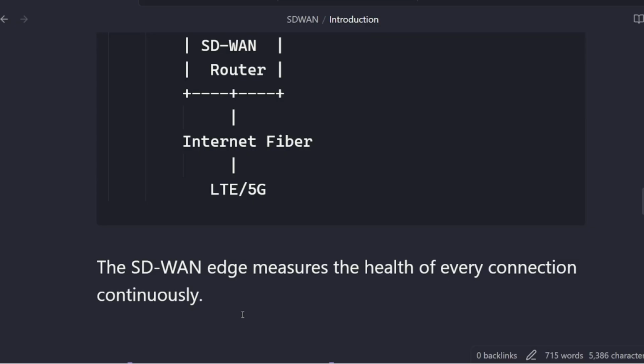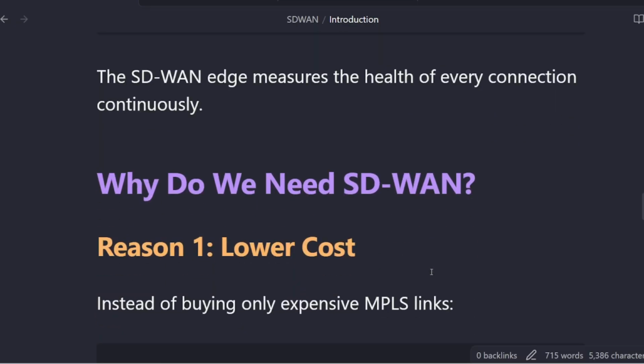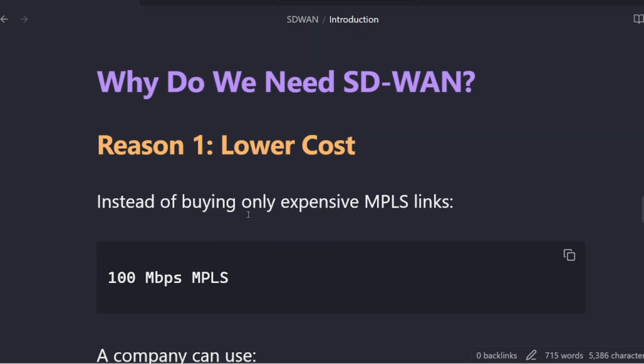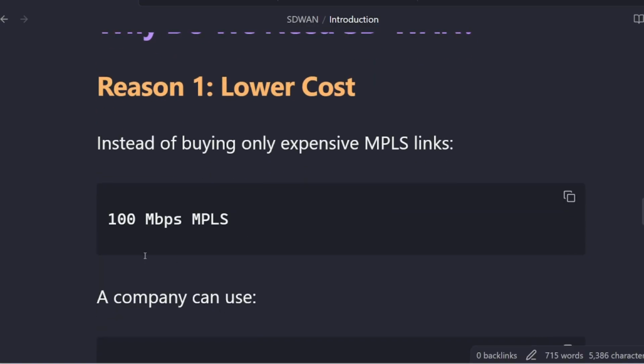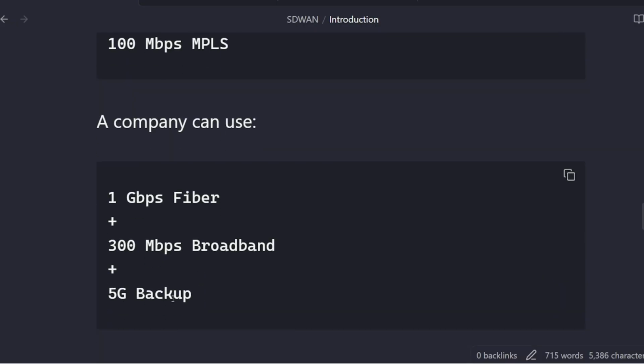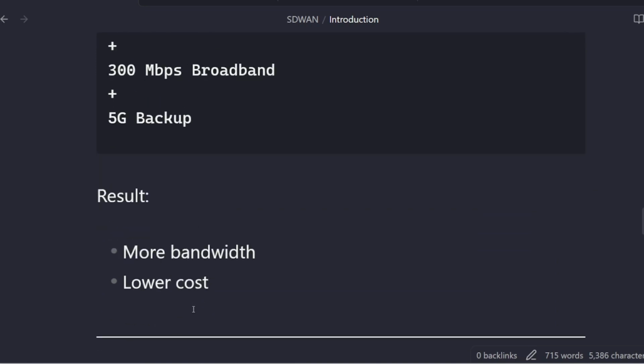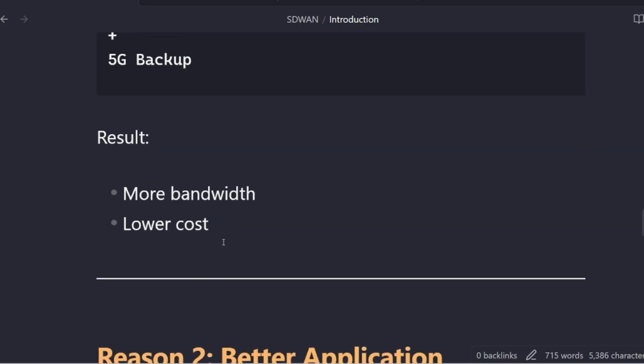It will calculate the health. Accordingly, it will send the traffic. Okay. So why do we need SD-WAN? First is lower cost. Instead of buying only expensive MPLS links, as I told you guys, MPLS links are very expensive, like 100 Mbps MPLS. A company can use 1 Gbps fiber, 300 Mbps broadband, 5G backup, and they will get more bandwidth and lower cost as compared to only having MPLS. So that was the first reason.